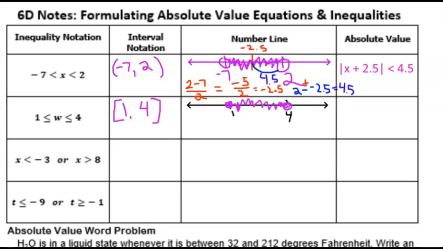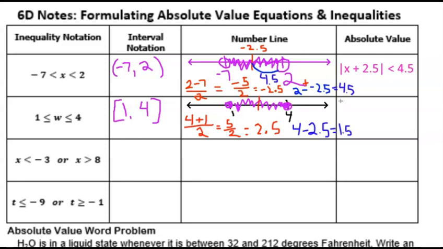To find our absolute value inequality, we will find our midpoint and find the distance. So again, to find our midpoint, we're going to add the two endpoints together and then divide by 2 because there's two things. 4 plus 1 is 5. 5 divided by 2 is 2.5. So that's our midpoint. To find the distance, we'll subtract 4 minus our midpoint, 2.5. And that's going to give you 1.5.